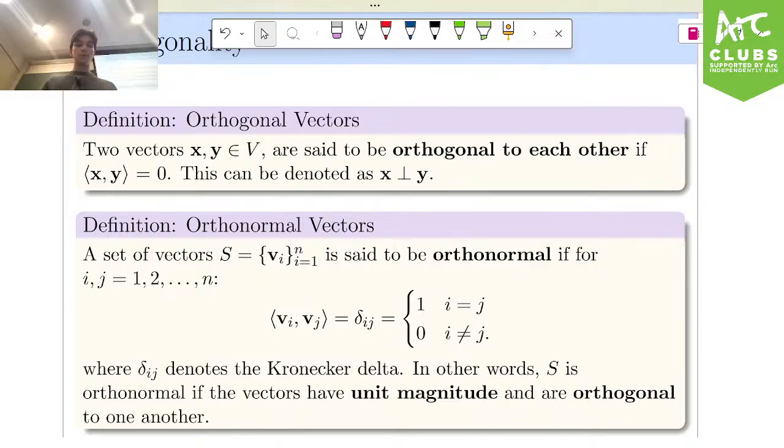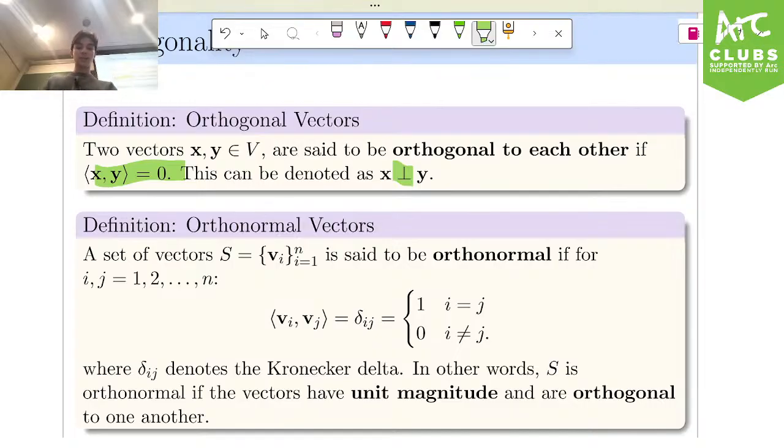So this definition should look pretty familiar. We say that two vectors x, y in a vector space V are said to be orthogonal to each other if their inner product is equal to 0. And we can denote this with this perpendicularity symbol like this. Should look pretty familiar.